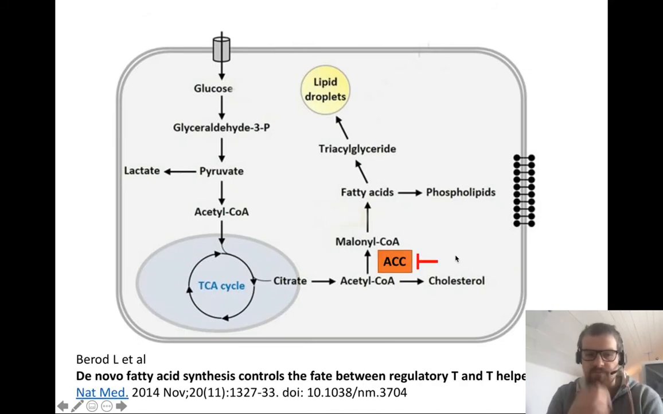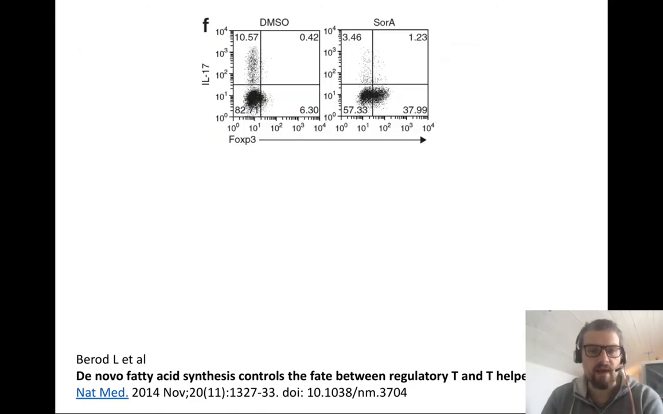in this study decided, well, what happens if we inhibit de novo fatty acid synthesis? Based on the slide I showed you previously, it seems like it's only Th17s that make their own fatty acids, so maybe they are the only ones that will be susceptible to an inhibitor of fatty acid synthesis. And that was exactly the case. So they used this inhibitor of the first step in fatty acid synthesis, acetyl-CoA carboxylase, called SORA, and when they added this, you can see there's a clear switch in the differentiation of the cells.